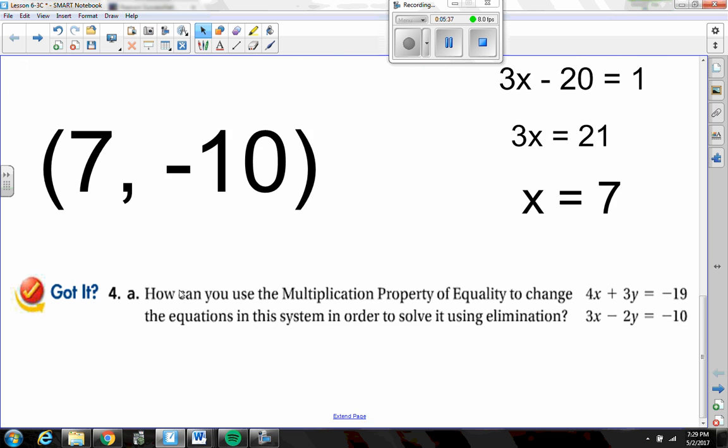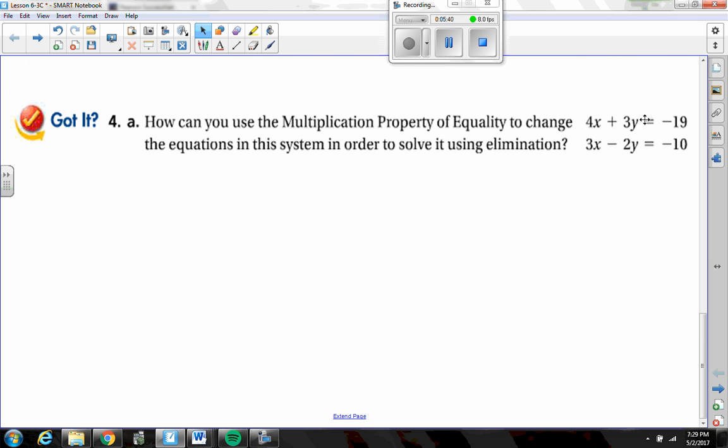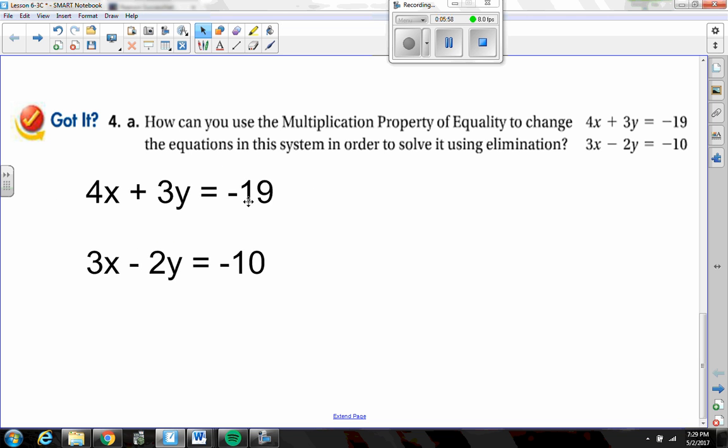I have one here I would like you to try. I would like you to take a look at this system of equations and try to solve it using elimination. 4x plus 3y equals negative 19, and 3x minus 2y equals negative 10. So take these equations and multiply both of them by something to make the variable able to be eliminated. Solve for each x and y, and then come on back and I'll show you what we should have.